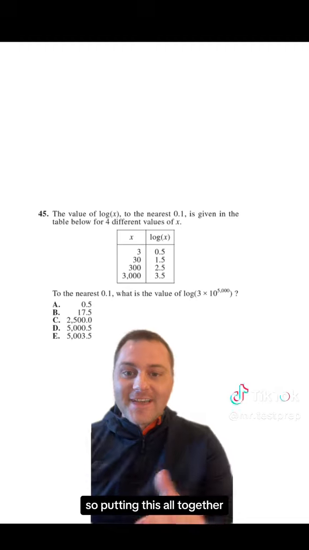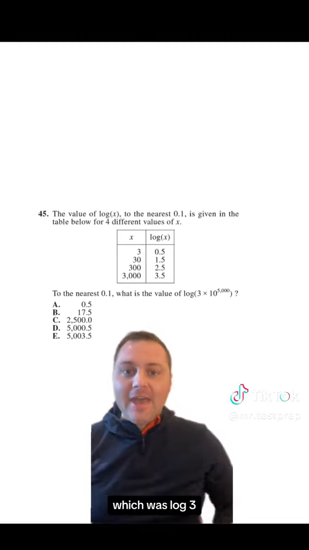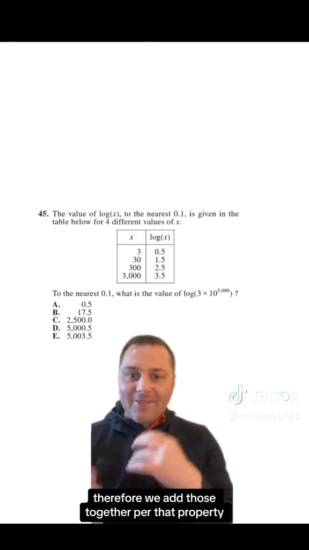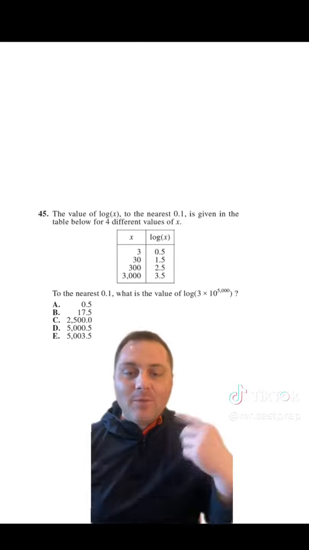So putting this all together, we have 0.5, which was log 3, and then we have 5,000 times 1, which is just 5,000. Therefore, we add those together per that property, and we get answer D.